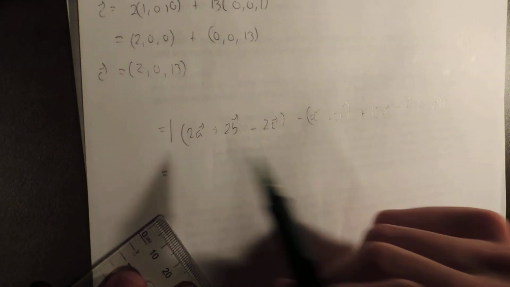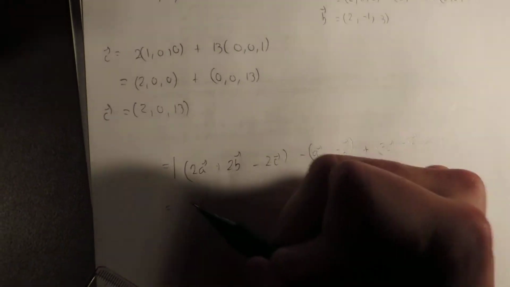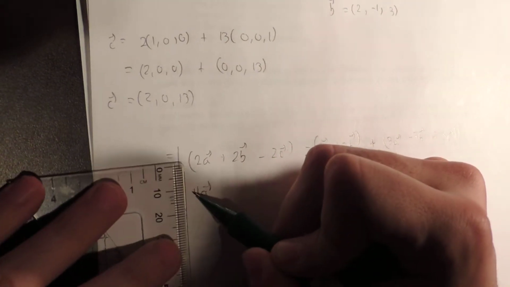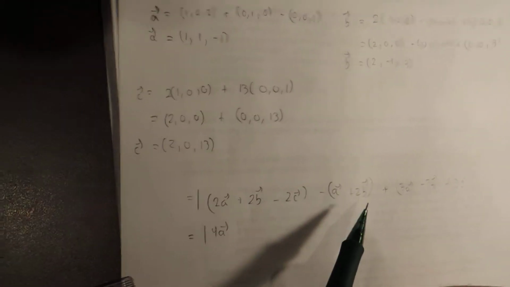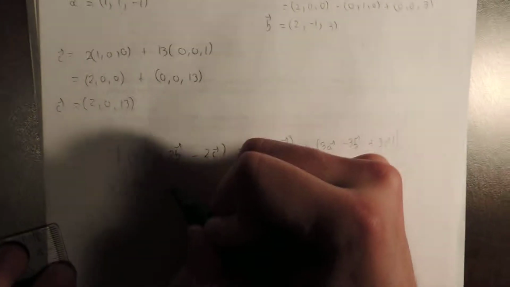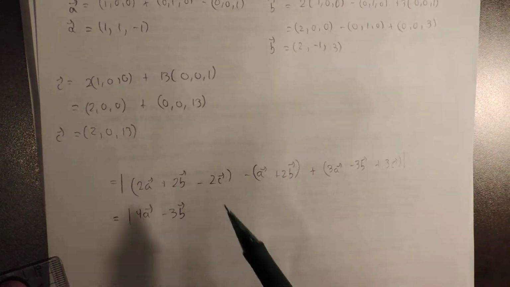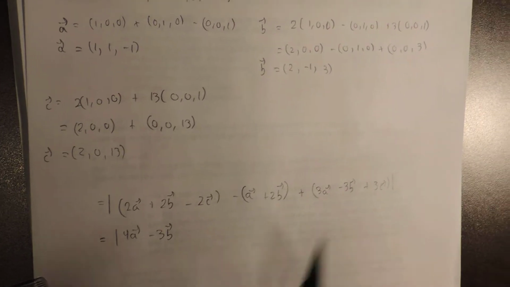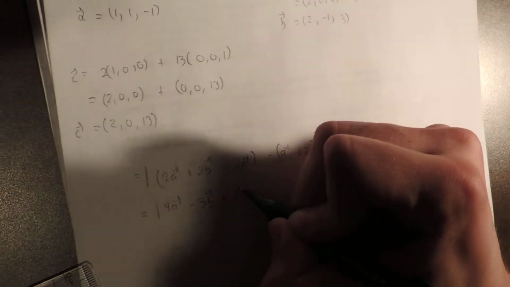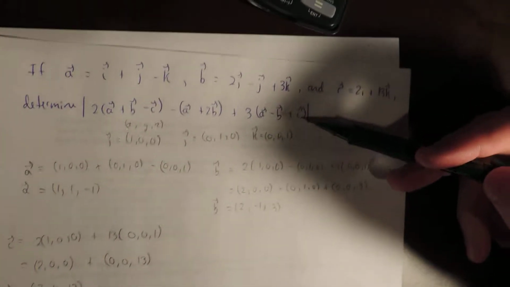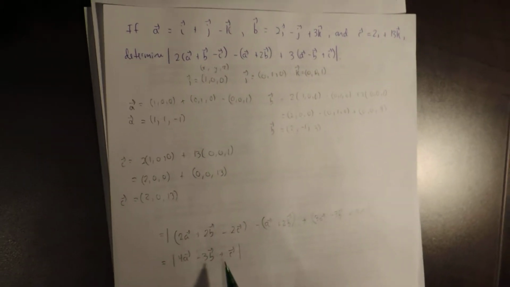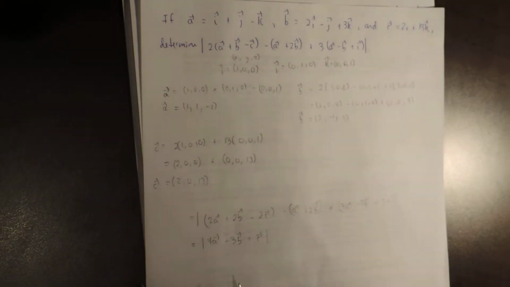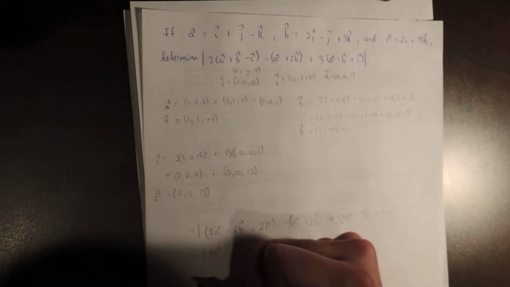So 2a minus a plus 3a equals 4a, the magnitude of 4a. 2b minus 2b is 0, minus 3b is negative 3b. Negative 2c plus 3c equals c. So now we have a simplified version of this. That's all we did. We expanded and we collected like terms and we ended up with this expression. So now it makes our lives easier to simply just substitute a vector into this and solve.